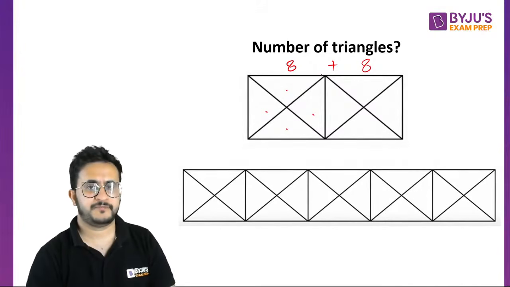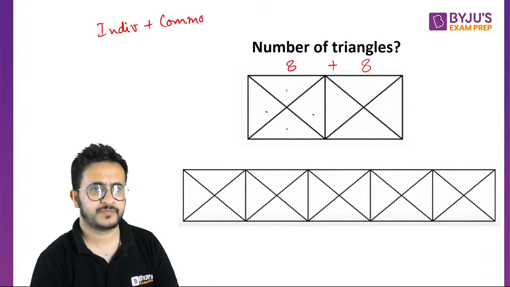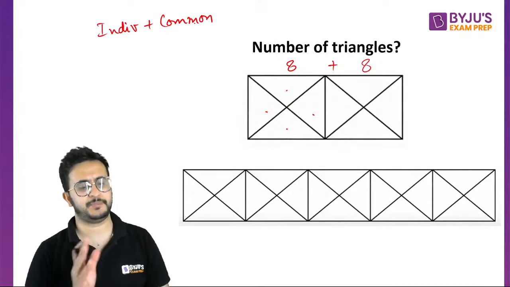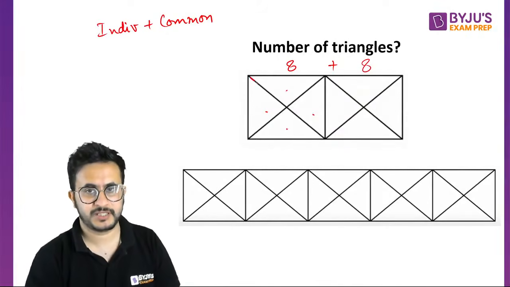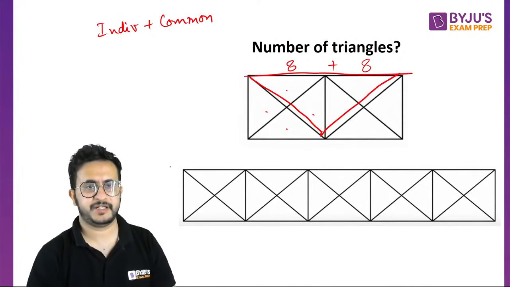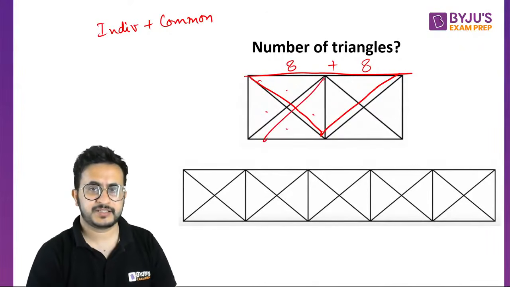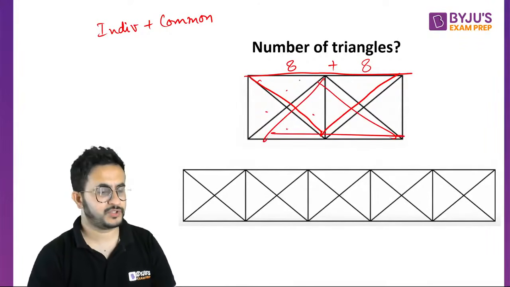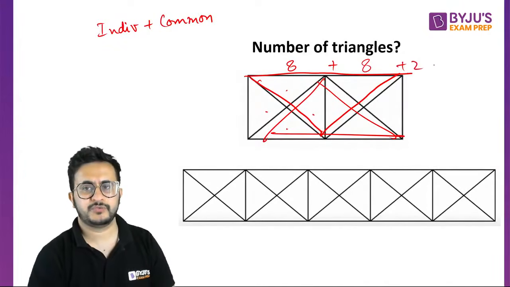Okay. Then first we find the individual number. Then we find the common triangles, which are not existing in them individually, but only when we combine them. So if you see this, there is one triangle like this, which is not present individually, but when you combine these two, we get this triangle. Similarly, there is a triangle on the bottom as well, which was not present individually, but when we combine, we get this triangle. So 8 plus 2 plus 8 plus 8 plus 2, that is 18 triangles.